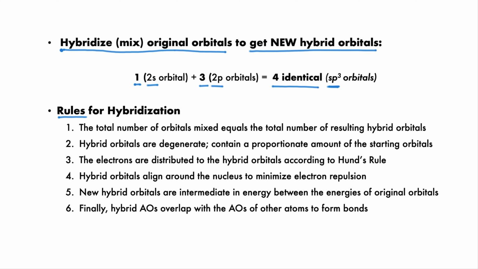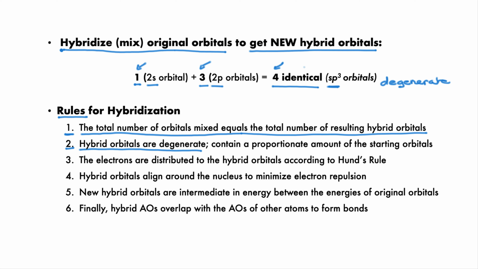Here are the rules for hybridization. The first rule is that the total number of orbitals mixed must equal the total number of hybrid orbitals. Here we take 4 orbitals, and we get 4. The next rule is that the hybrid orbitals are degenerate, that is, they have exactly the same energy. They contain exactly the proportions of the original orbitals. The sp3 orbital contains 1 part s and 3 parts p.